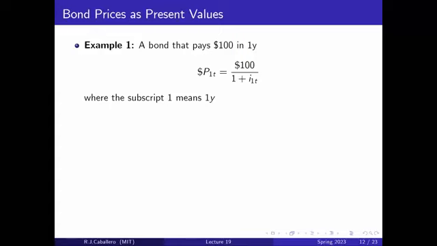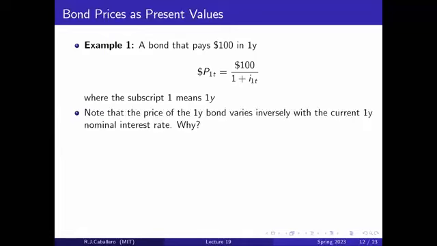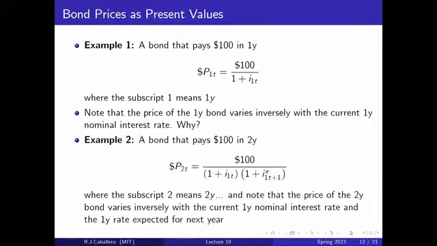So we gave some examples. There's a bond that pays nothing now but pays 100 one year from now. Its price is the discounted value of 100 one year from now, divided by 1 plus the 1 year interest rate at time t. A bond that pays nothing for 2 years, and then at the end of the 2 years pays $100, has a price of 100 discounted by that, okay?